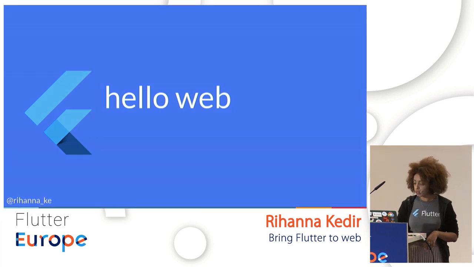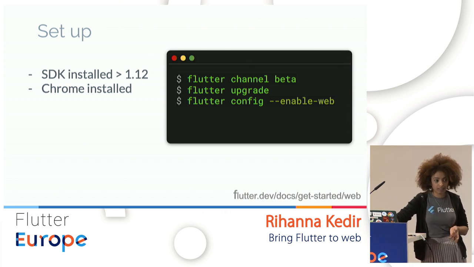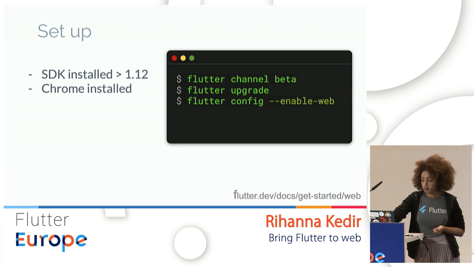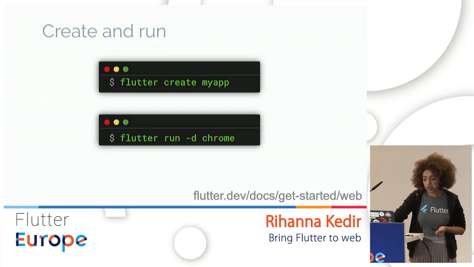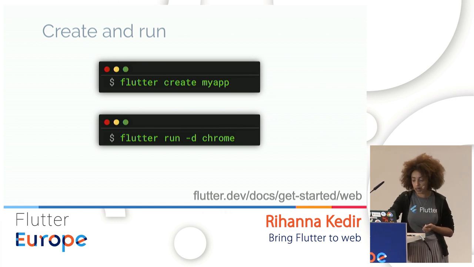So how can we do that? Currently, we need the Flutter SDK installed, and the other requirement is Chrome installed, because debugging mode for Flutter works only in Chrome currently. We switch to the beta channel and enable the web configuration. With this, we can create our app, and when we create it, we'll have a web folder inside the package, and we can run it, open it in the browser, and debug it with the second command.